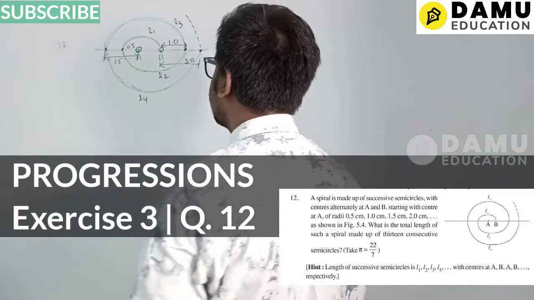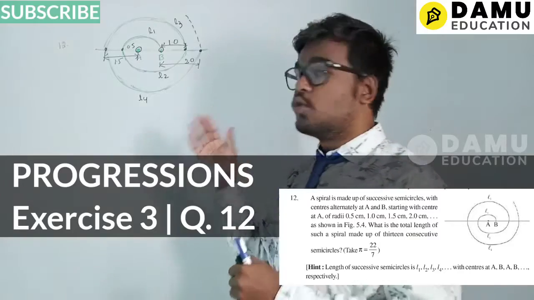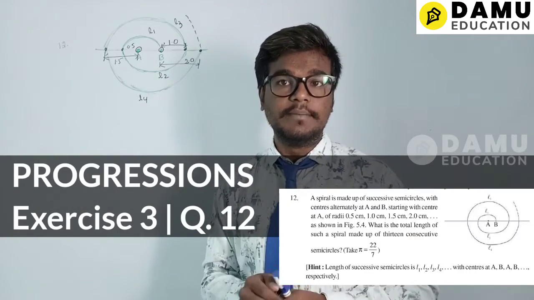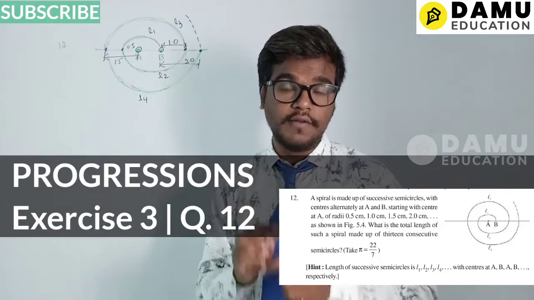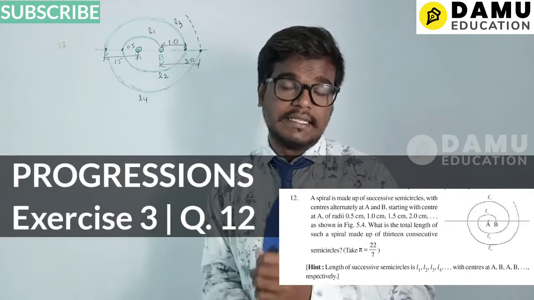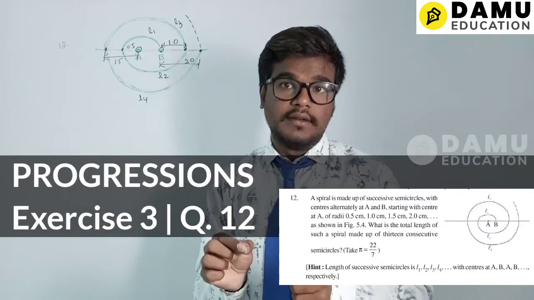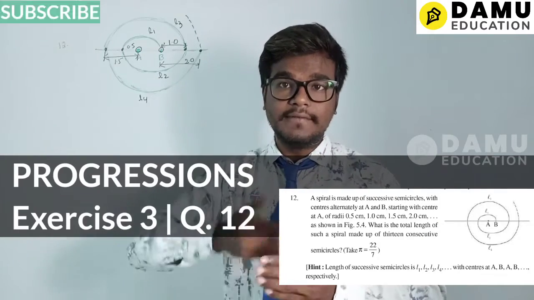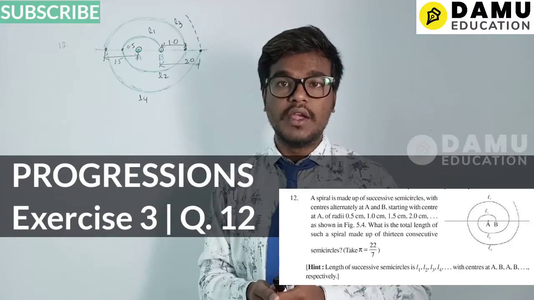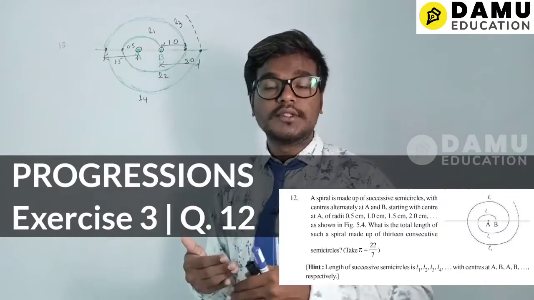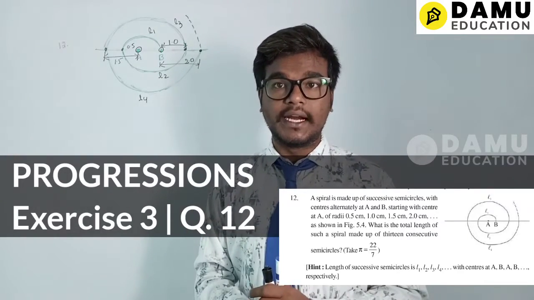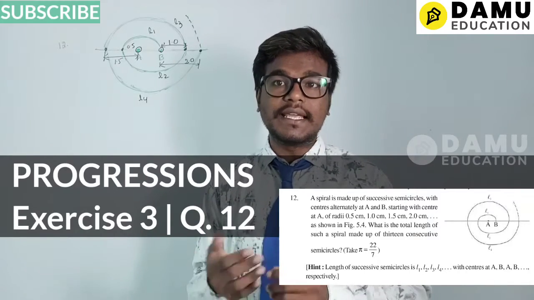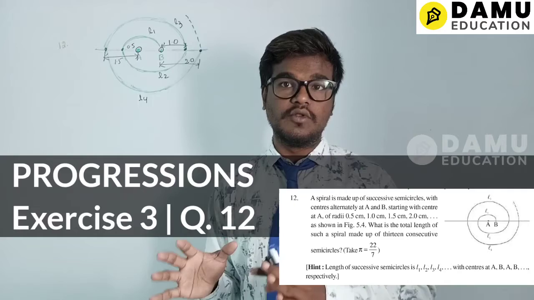So what is the radius for these? For the first semicircle, the radius is 0.5 centimeter. For the second semicircle, 1. For the third, 1.5. For the fourth, 2. Again, for the fifth, it will be 2.5. So this series will increase by 0.5 each time. The radius is going to increase.